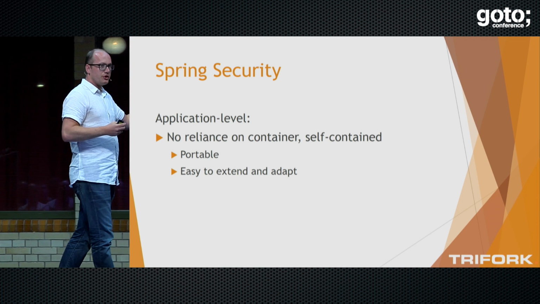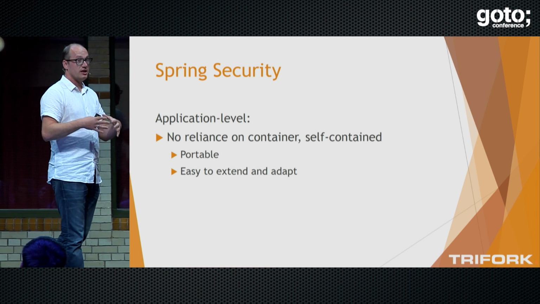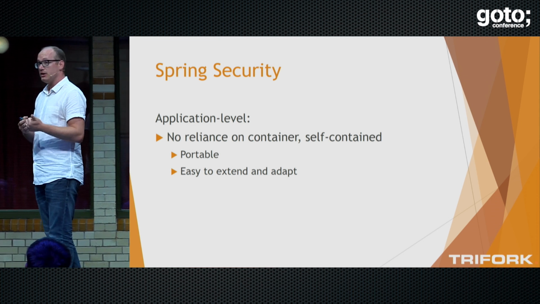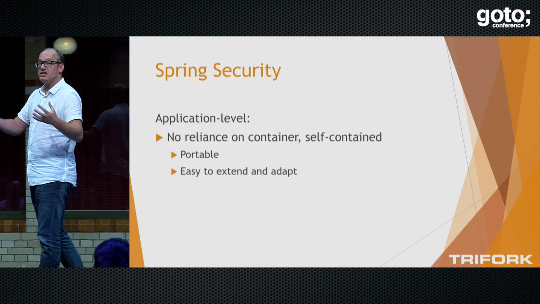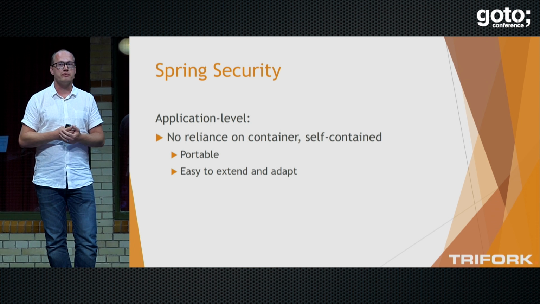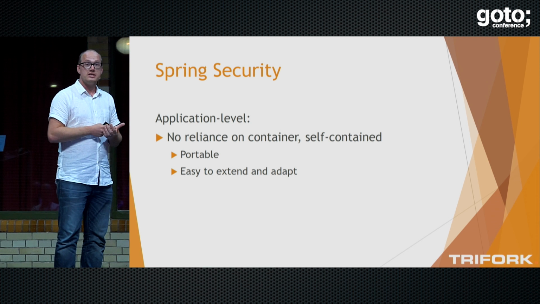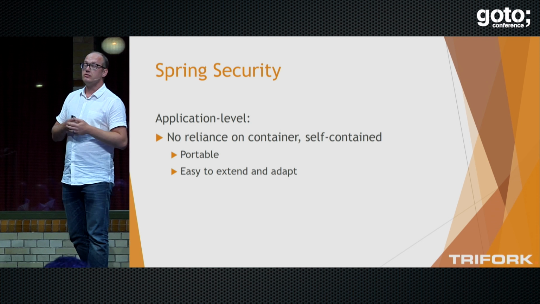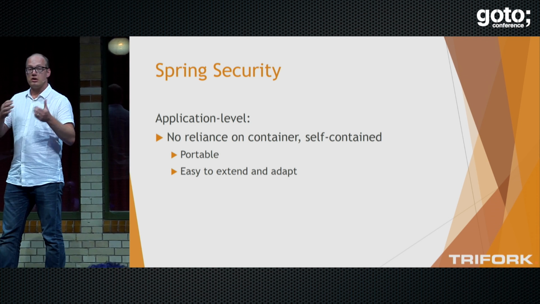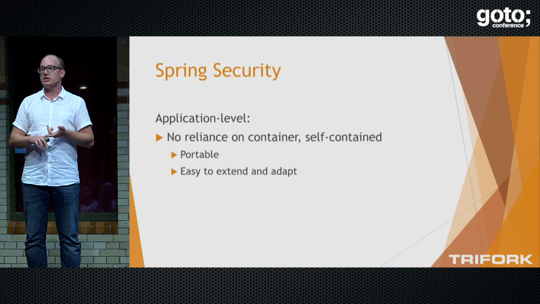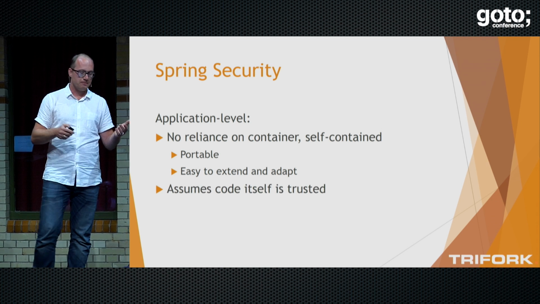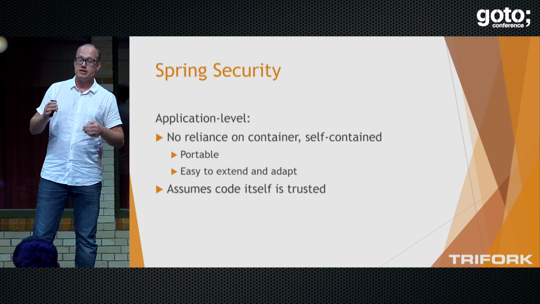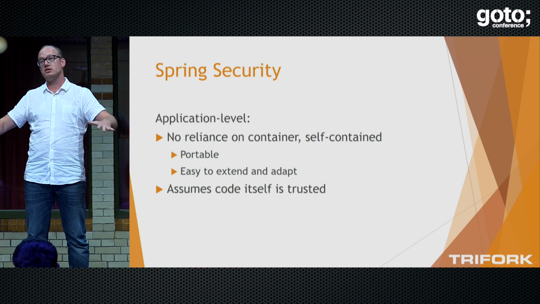So with Spring Security, all of this is actually handled at the application level. And it's up to your application to handle its own security requirements. That means, first of all, that the application becomes completely portable, because it's not actually relying on any outside functionality provided by some container. But it also means that you are in full control. So it becomes actually quite easy to extend and adapt your application to custom authentication scenarios, custom authorization scenarios, et cetera, et cetera. Right. One thing that is important to realize is that Spring Security is a framework that assumes that your code itself can actually be trusted. Right?